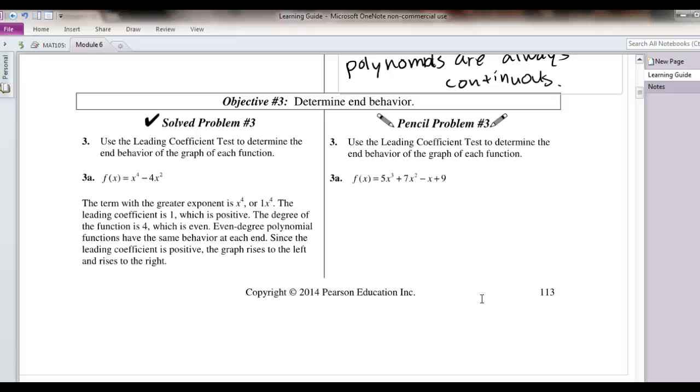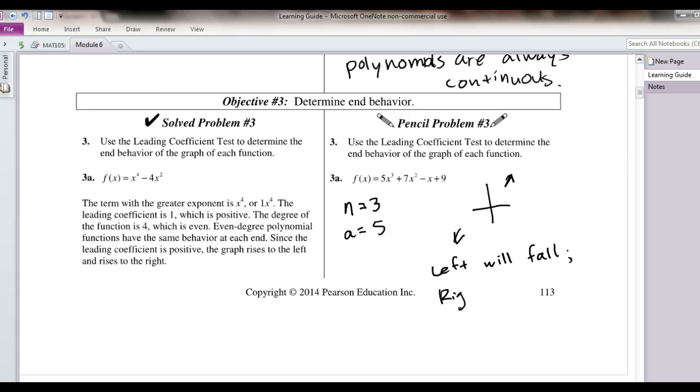Okay, so leading coefficient test to determine the end behavior of each function. We just need to figure out what n is and what a is. So in this case, n is equal to 3. 5x to the third is the leading term. A is equal to 5. So this means the picture will roughly do this eventually. So we can say the left will fall and the right side will rise. And that's how they do it on MyMathLab as well.